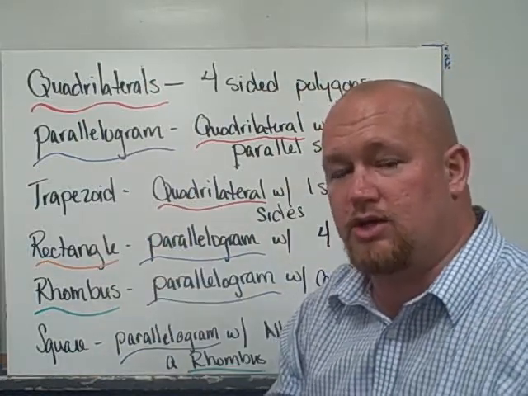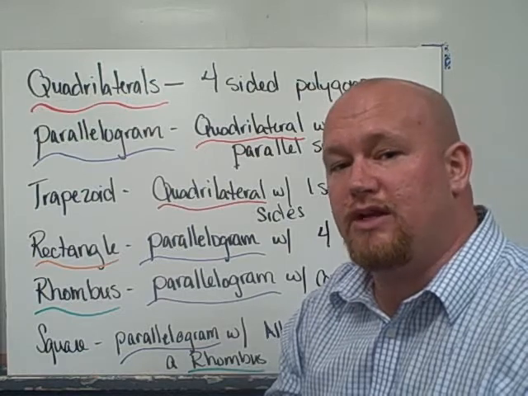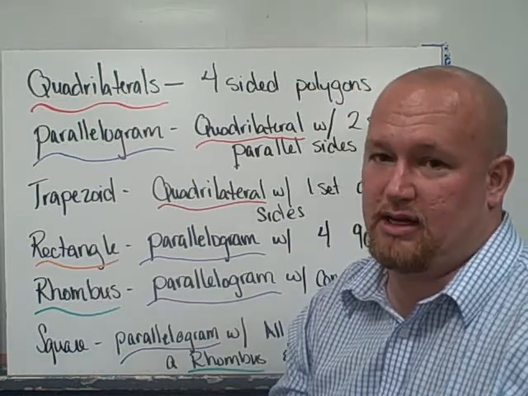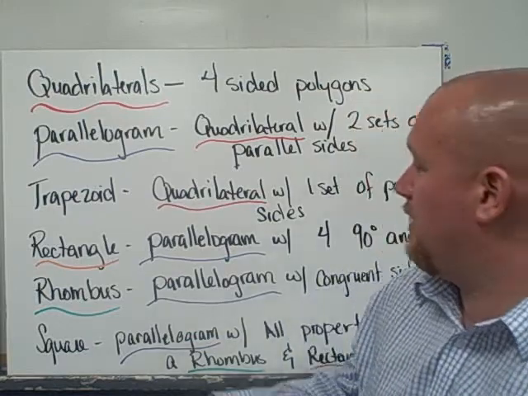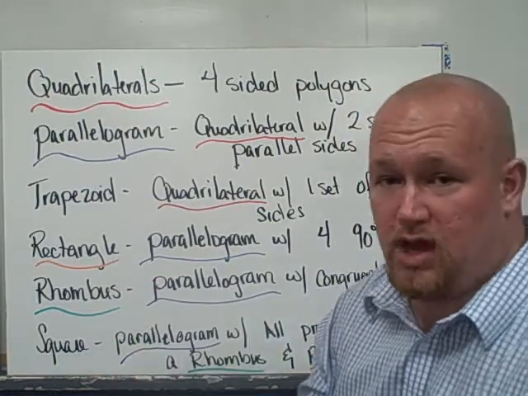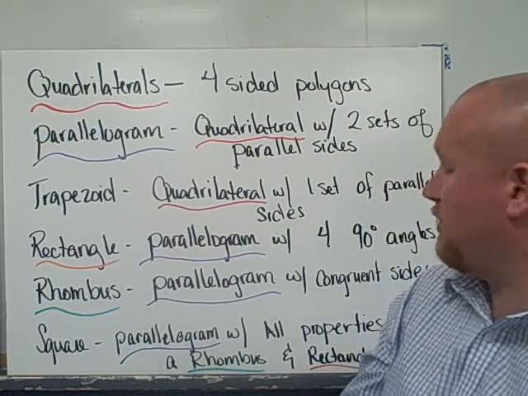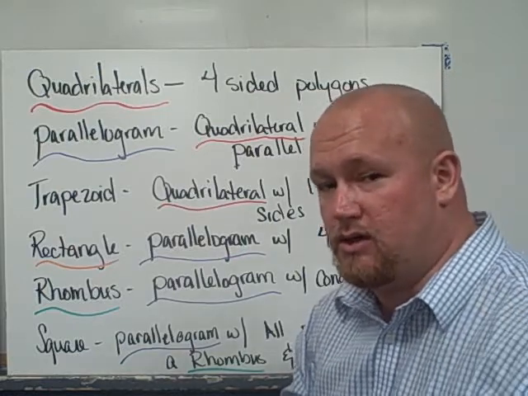Then we have trapezoids. Trapezoids are quadrilaterals with four sides, but they only have one set of parallel sides. It's like if you cut a stop sign in half. We have rectangles, a common parallelogram, and that's a parallelogram with four 90-degree angles. You already knew that though.